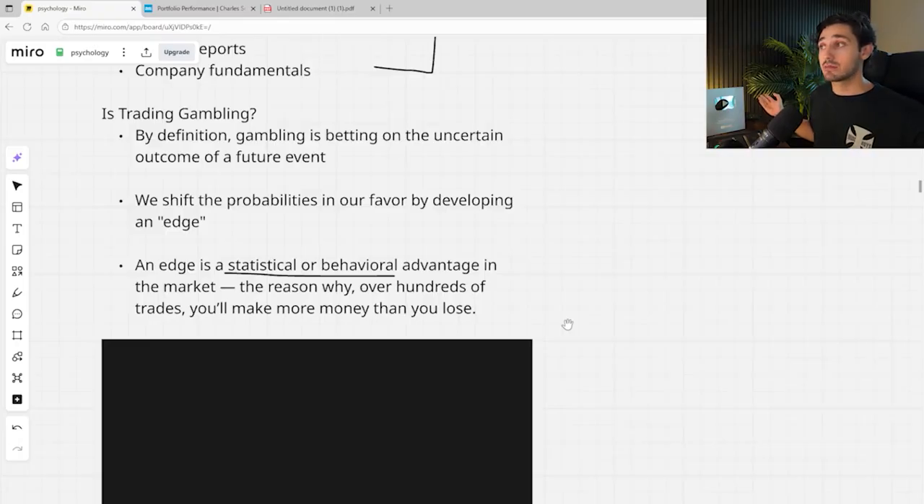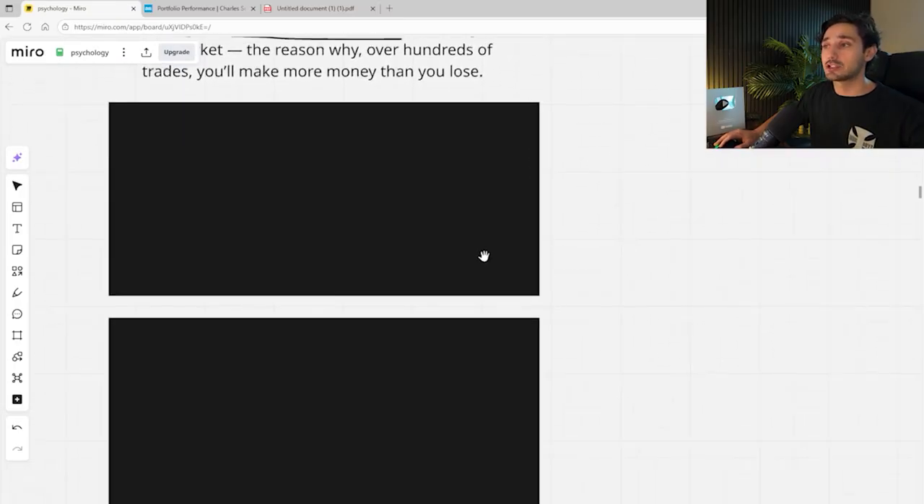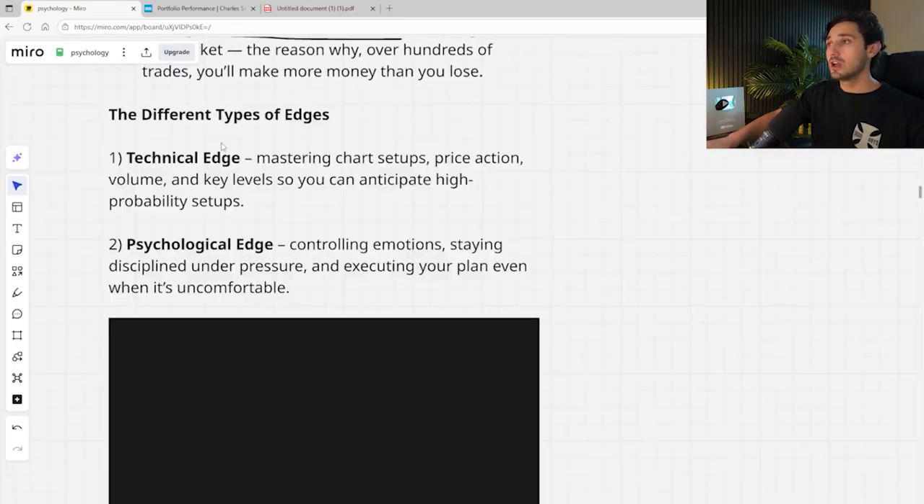You could call it gambling because you're betting on an uncertain outcome of a future event. You don't know if prices are going to go up or down, and you're betting that prices are going to go up by going long, or that prices are going to go down by going short. And the way you shift the probabilities in your favor is by developing an edge. So that begs the question, what types of edges even exist? And there's a bunch of different edges.